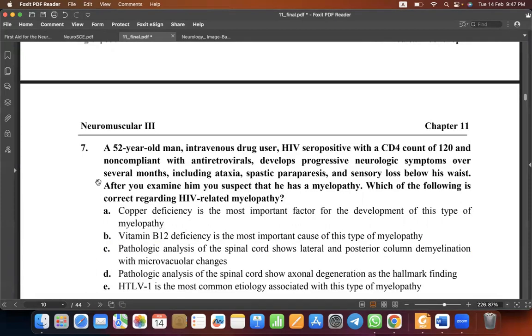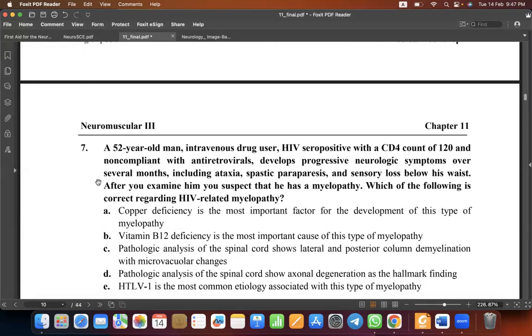So we have a CD4 of 120 and progressive neurological symptoms that involve ataxia, spastic paraparesis, and sensory loss. So there is myelopathy. This is not central nervous system involvement. After examining, you all suspect him to have myelopathy. Which one of the possibilities is HIV-associated myelopathy?